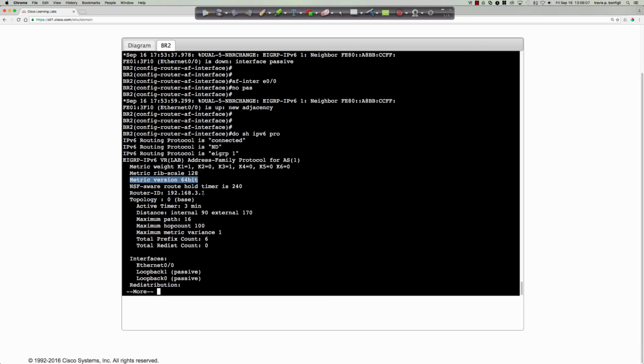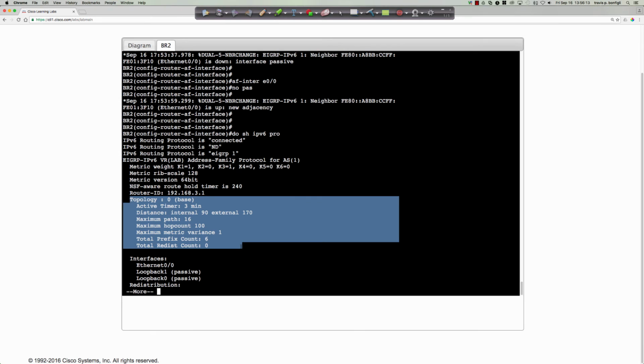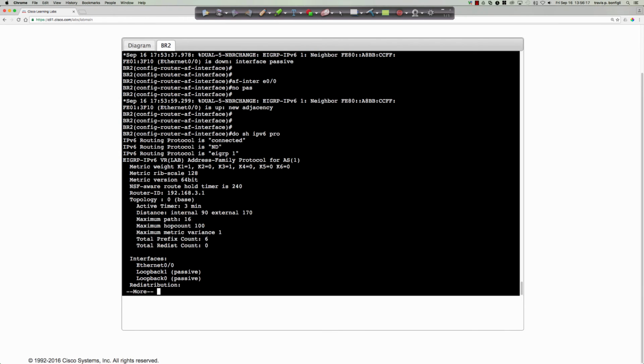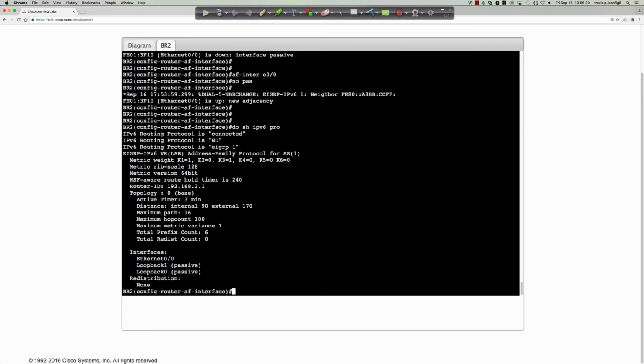So then we have the router ID, because again, we had an IPv4 address there. But take a look, all the other information is the same. The variance is 0, the max hop count is still 100, maximum paths, not 4, it's 16 here. The administrative distance for internal and external, 90 and 170, those are all still the same, and then we get a list of our passive interfaces, and we're not doing any redistribution here.